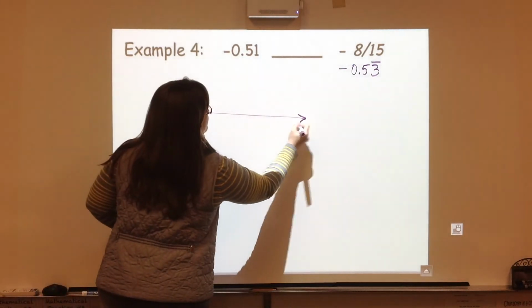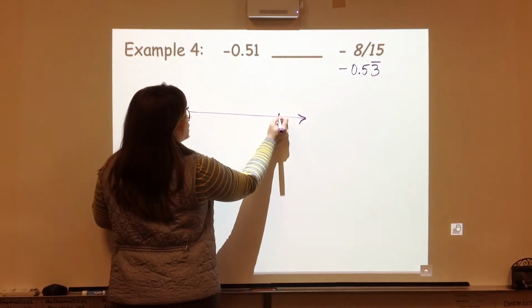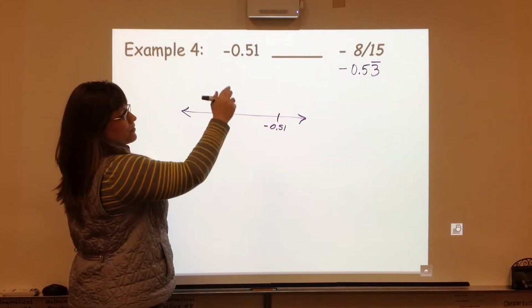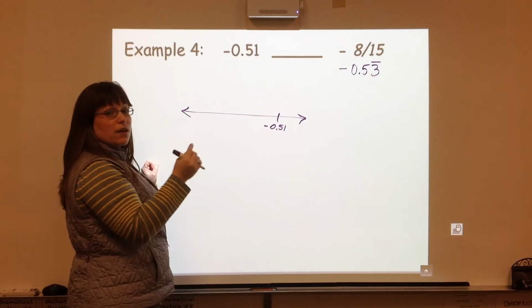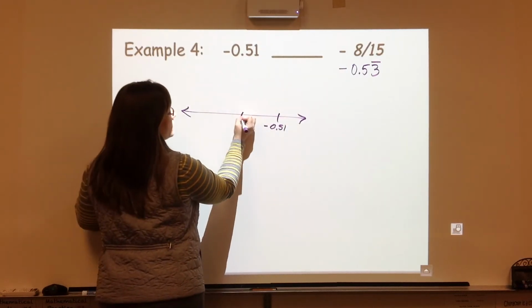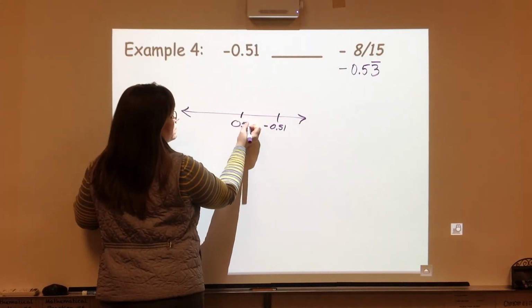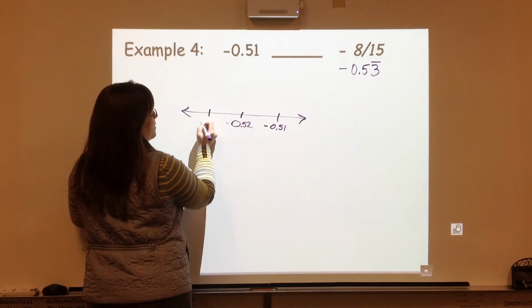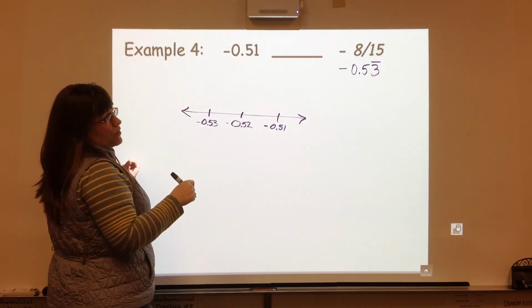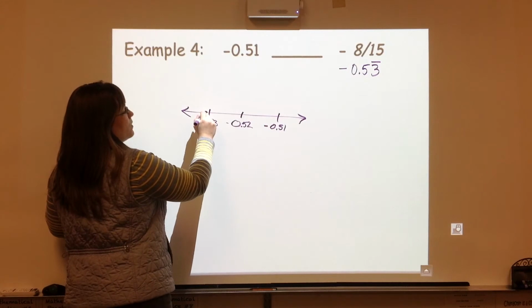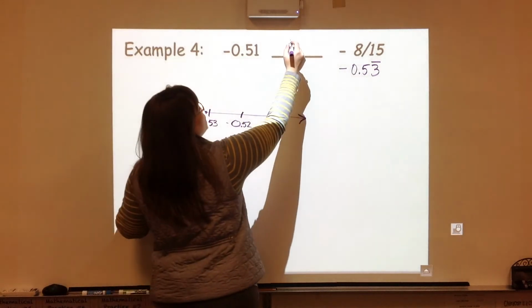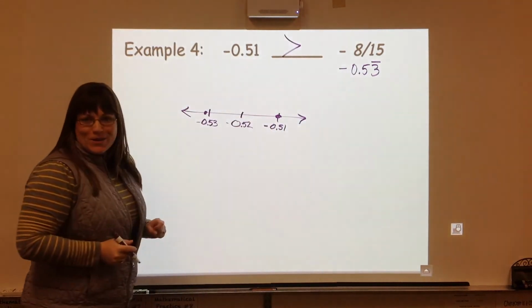If I have a number line, I'm going to be looking at where -0.51 is, and that decimal is very close to -51/100ths. To the left is going to be -0.52, and right after that will be -0.53. -53/100ths is going to be farther away from 0 than -51/100ths. Therefore, this first number is the bigger number.